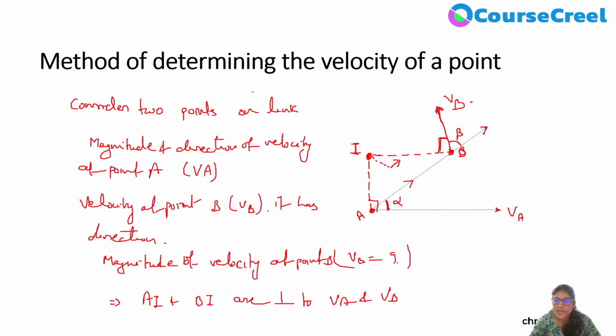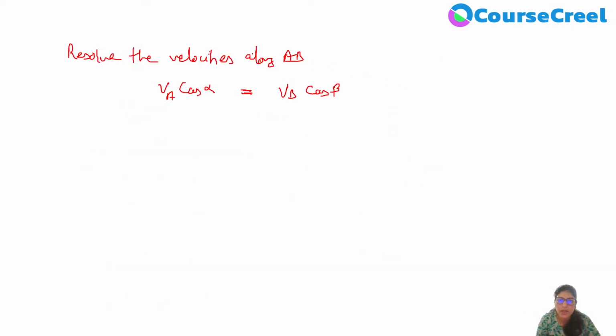Right, if we consider the velocity in this direction, it will be the same. Or whatever components come out, both components should be equivalent. So if we are resolving the velocity along AB, it should be VA cos alpha equals VB cos beta. Now we can write the ratio of velocities VA by VB as cos beta divided by cos alpha.